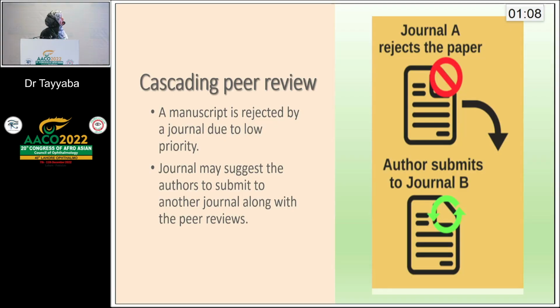Cascading peer review. In this, there are certain journals that have collaborated among themselves. If an article is submitted in journal A and they find that it is not suitable for this journal, and they know another journal which is supposed to publish such type of articles, they can send the article with the reviews to the other journal. So this is cascading peer review.